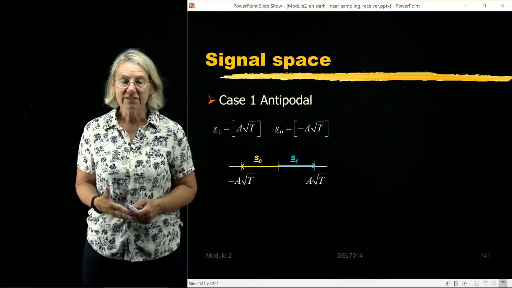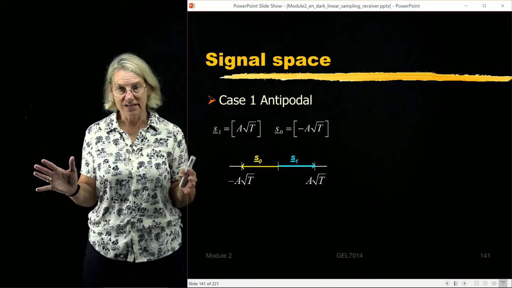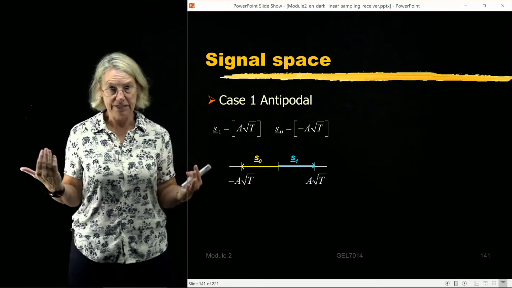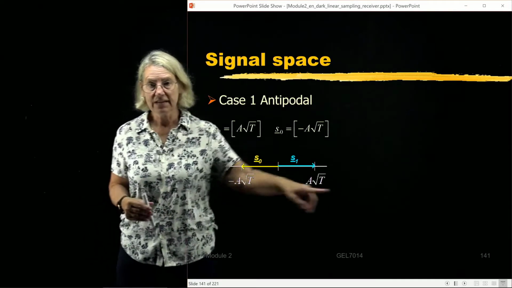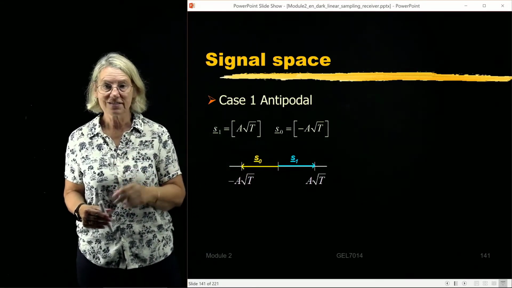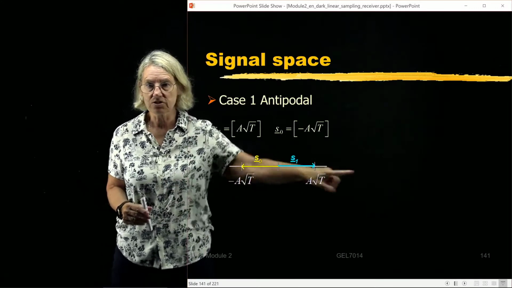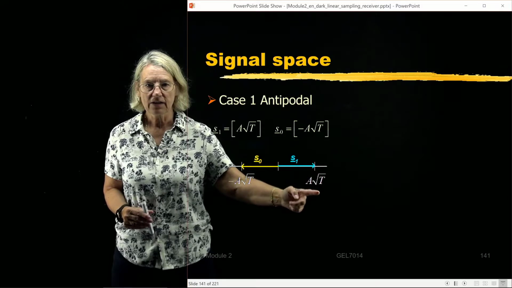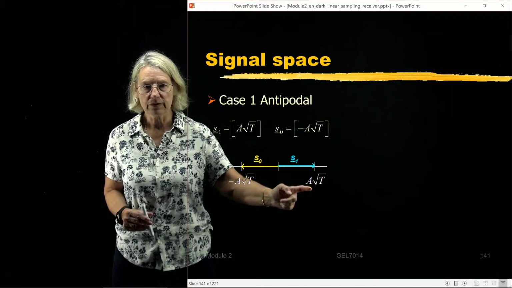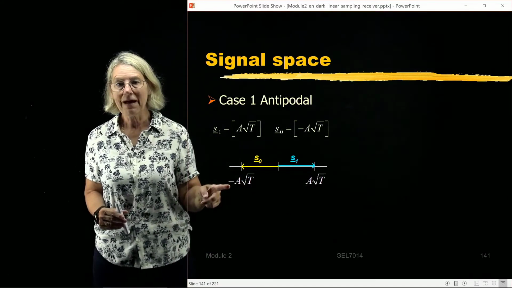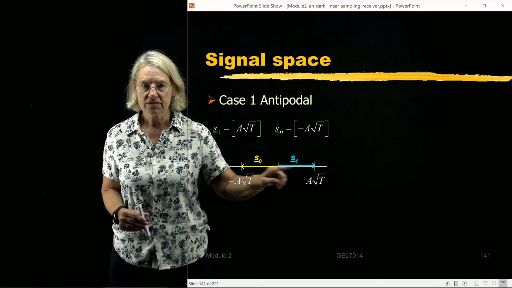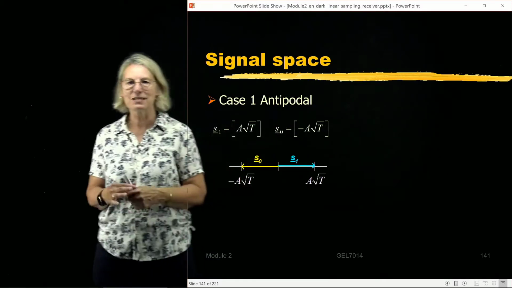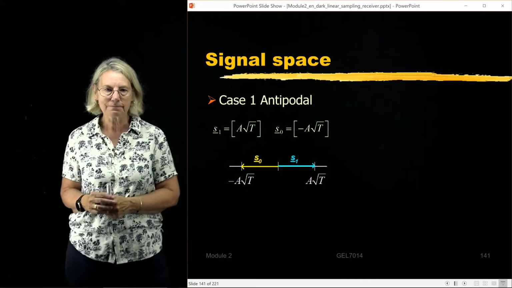So let's do it graphically. What's great about signal space is it gives us a geometric interpretation, so I want to look at the geometry. I'm going to graph here the two vectors. It's a one-dimensional signal space, so it's just linear. S1 has coordinate A square root of 2, and S0 has coordinate minus A square root of 2. So one is a vector pointing right, the other is a vector pointing left. And that's where we get the name antipodal. They point in opposite directions.